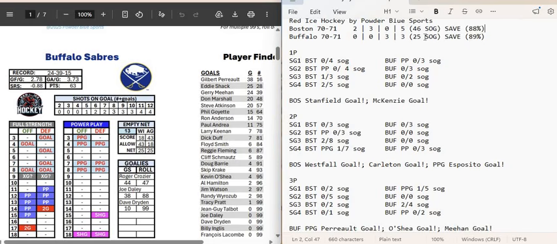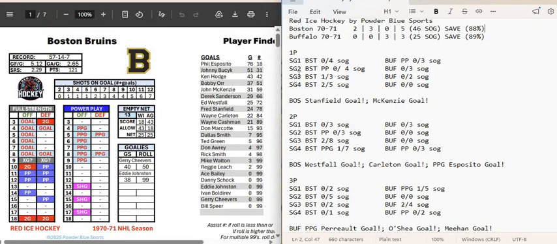Wow. Anyway, there it is. Red Ice Hockey by Powder Blue Sports, John Turnbull's hockey game. I love this game. Plays quick. Of course, I did not bother to find assists for these guys. I just wanted to get the goals quickly.